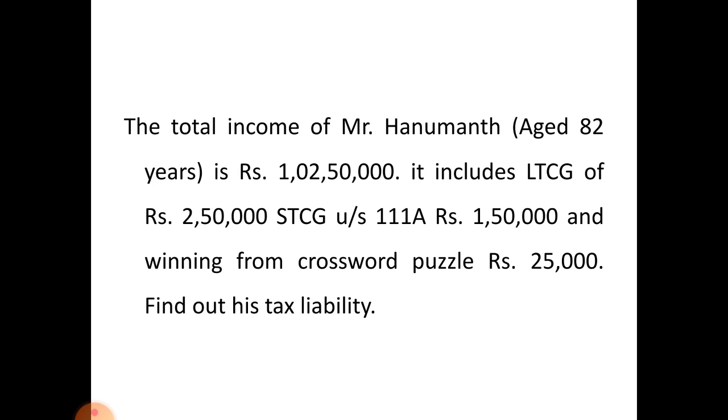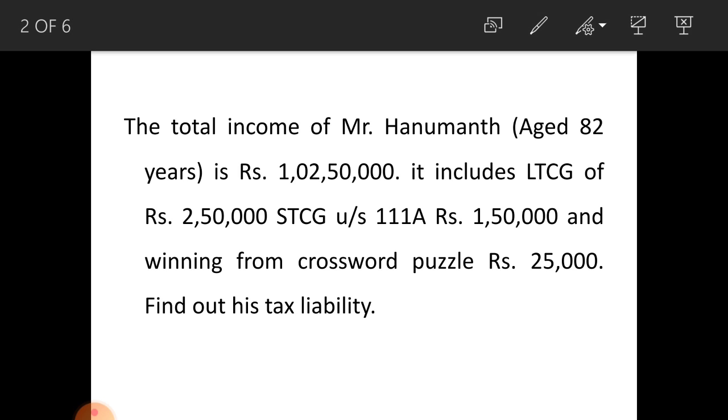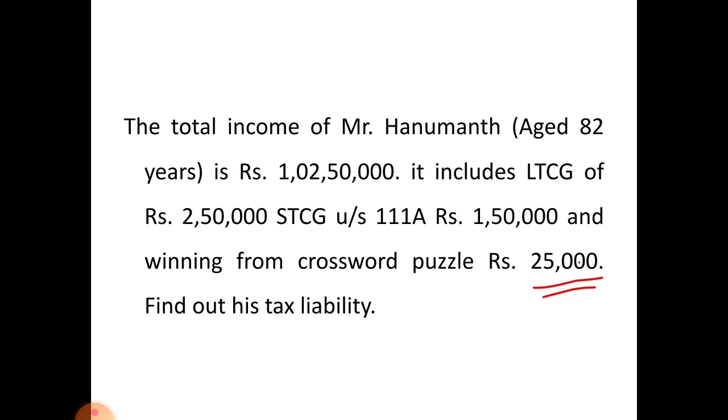And this total income includes long-term capital gain of 2 lakh 50,000. On this amount you have to calculate tax at the rate of 20%, and short-term capital gain under section 111A rupees 1 lakh 50,000. That means on short-term capital gain tax percentage is 15%, and winning from crossword puzzle rupees 25,000, taxable at the rate of 30% on 25,000. Here this 25,000 should be considered as gross amount, because in the bracket gross, net, anything is not given. In that case you have to assume it is gross amount and not as net amount.